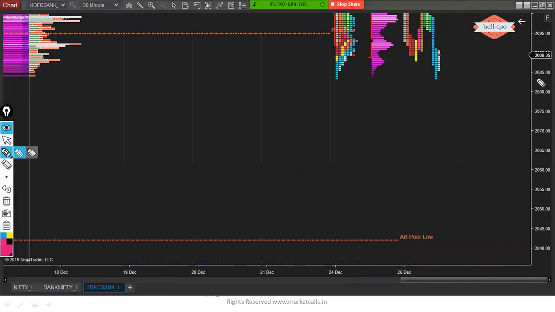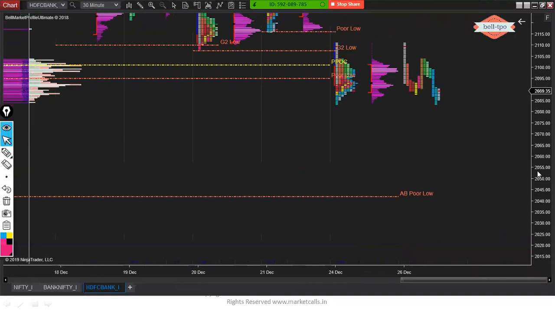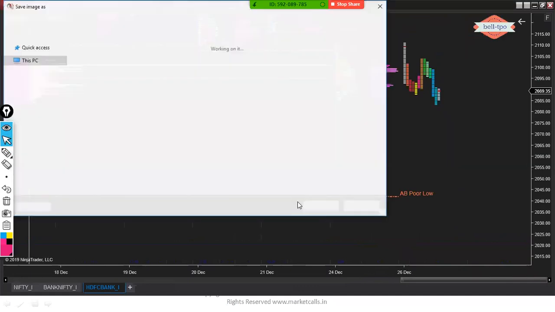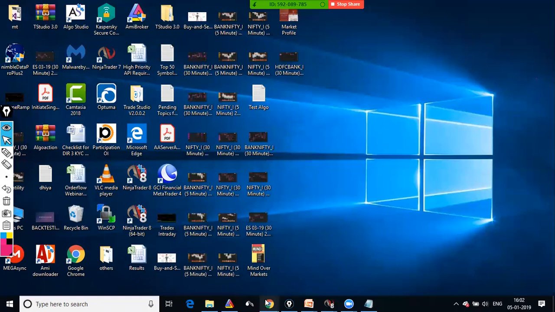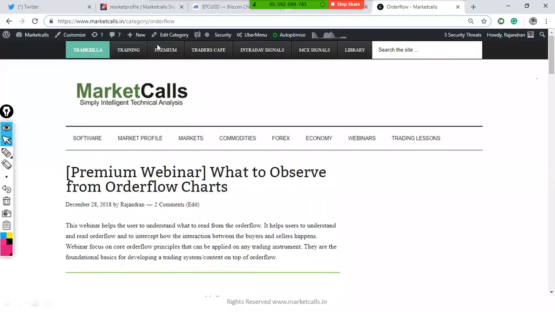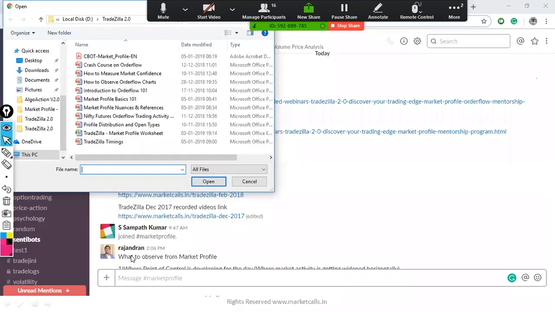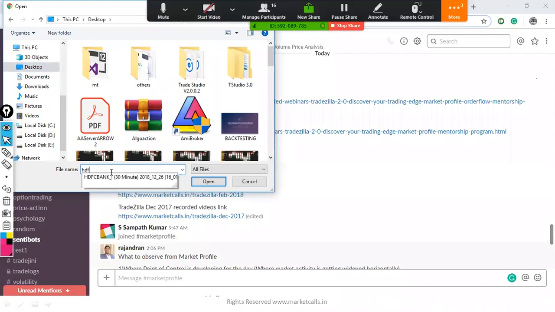Maybe I'll share these charts for your reference. You can later make use of this. To save the charts, all you have to do is press Control S. Automatically it mentions what time, what date you are taking the screenshot, right? So 4 o'clock we are taking the screenshots now, save it and come back to Slack and post the charts here so that other people can also make use of your observations. So we are looking into HDFC Bank AB poor low, HDFC Bank poor lows.